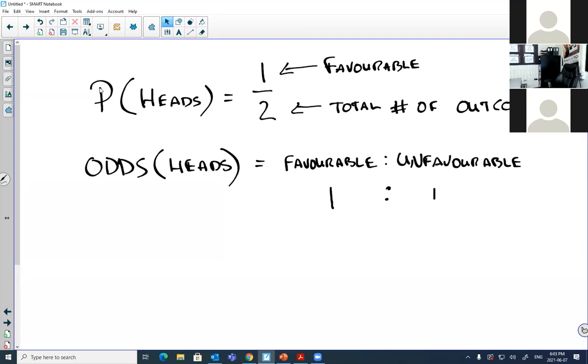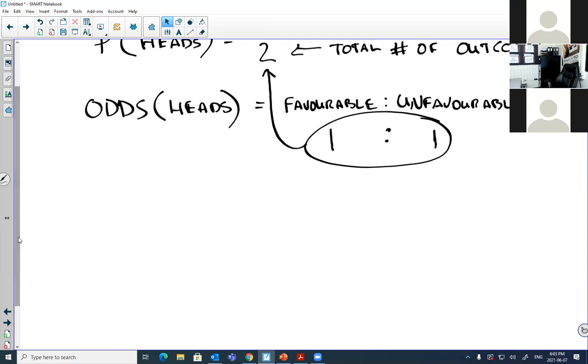Okay. Now, here's the cool thing. If you take your odds right here and you add those two numbers together, you always get the bottom of your probability. Always. Okay?